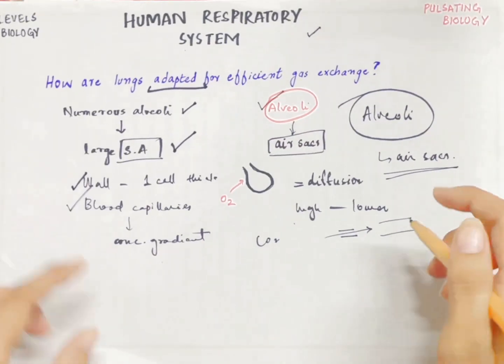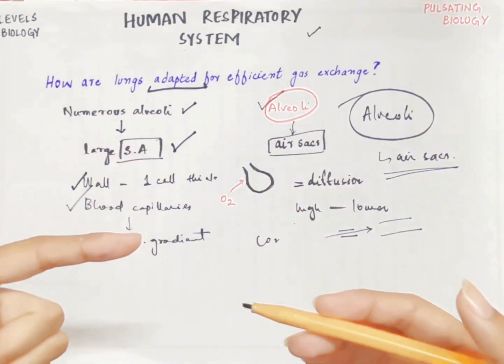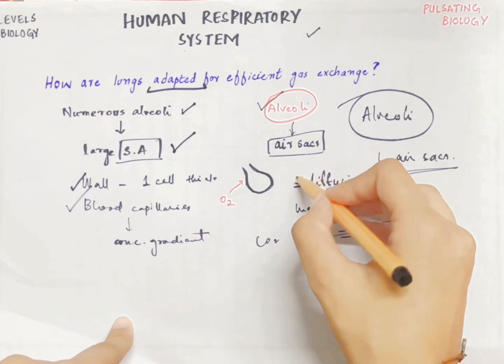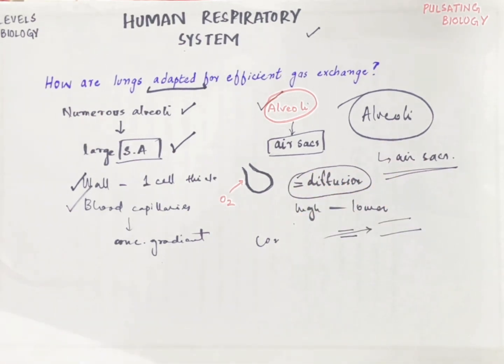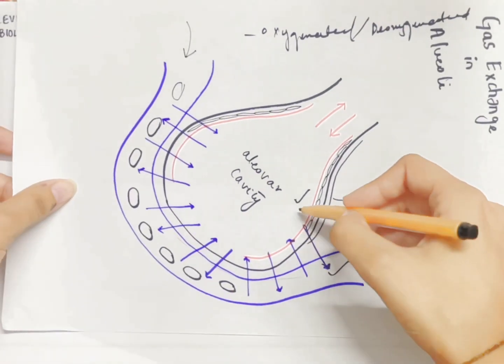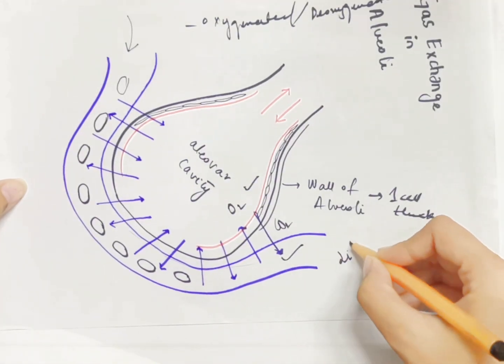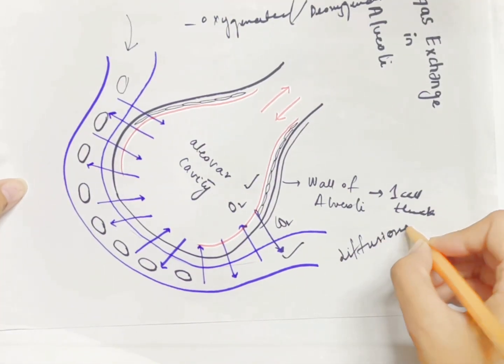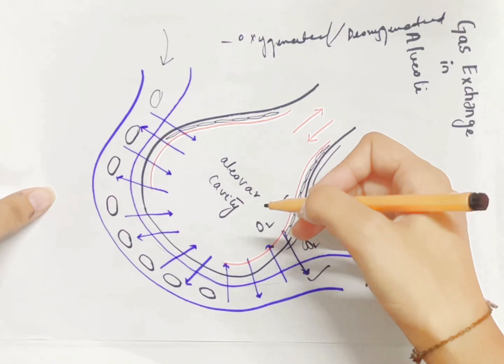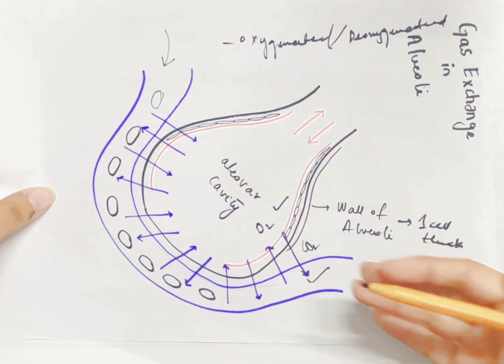Next, we say that along with the exchange of gases, oxygen and carbon dioxide, diffusion takes place. The exchange of oxygen and carbon dioxide takes place by a process known as diffusion. The oxygen is diffused into the alveolar cavity and carbon dioxide is diffused into the blood capillaries.